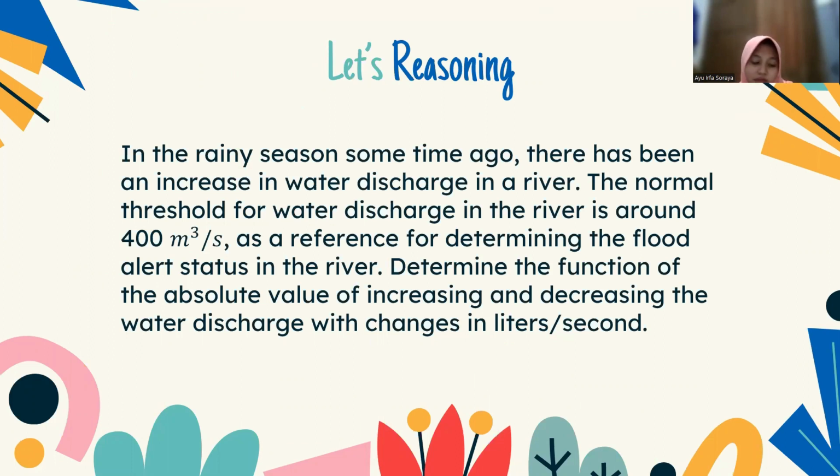For the next problem, can anybody help me read it, please? Yes, please, Vida. In the rainy season some time ago, there was an increase in water discharge in a river. The normal threshold for water discharge in the river is around 400 cubic meters per second. As a reference for determining the flood alert status in the river, determine the function of the absolute value of the increase and decrease in water discharge.